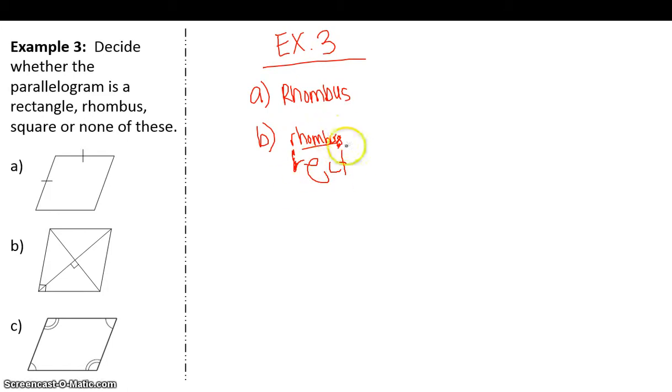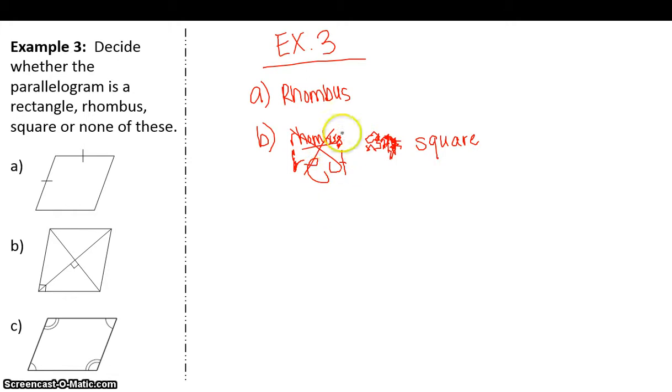And so what was it if it had markings for a rhombus and markings for a rectangle? Then what was it called? Then we would say this is a square. Okay, so that's going to be a square.